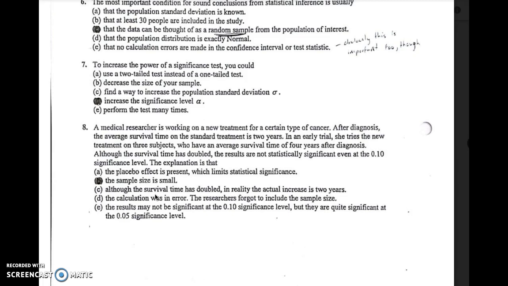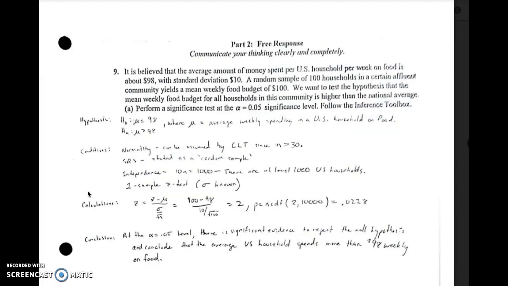And the thing that stands out or should stand out to you from this trial is that the researcher tested their method on only 3 people. 3 is an incredibly low sample size, and you can't really draw any solid conclusions from a sample that's that small. So the answer is B on number 8. Moving on to the free response section.